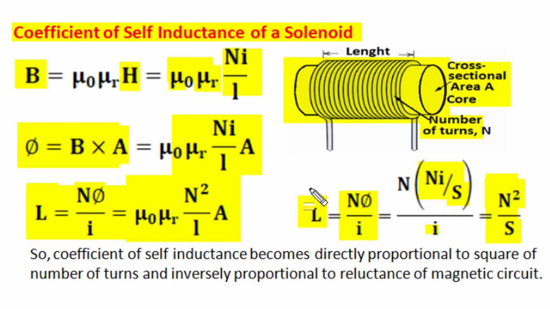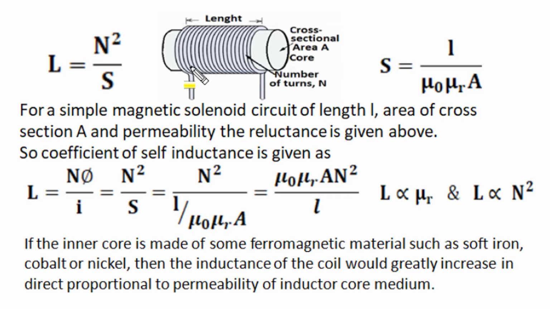So coefficient of self-inductance is directly proportional to square of number of turns in solenoid and is inversely proportional to reluctance of magnetic circuit. For a magnetic circuit having turns in coil N and reluctance for magnetic circuit capital S, the coefficient of self-inductance of N-turn coil is given as N square by reluctance. And for a simple magnetic solenoid circuit of length L, area of cross section A and relative permeability mu r, the reluctance is given as directly proportional to length, inversely proportional to area of cross section and inversely proportional to relative permeability as this expression.